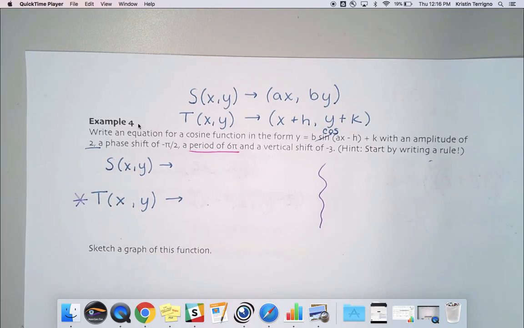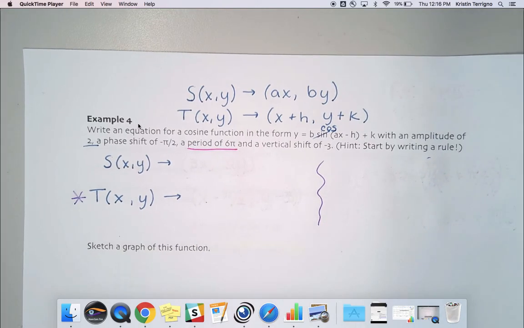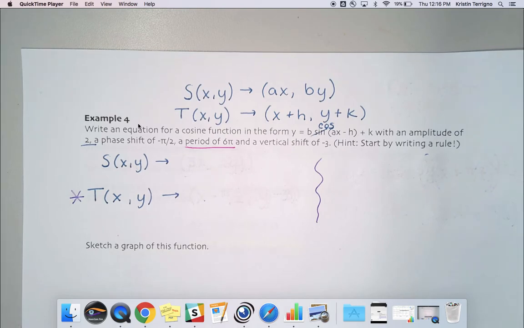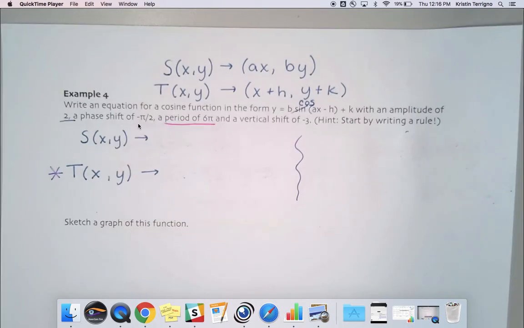Hello again. One more video for lesson 4.9. This is the composite transformations on trig functions. This is for Algebra 2A, and we're looking at this last example, which kind of puts everything together in one place.